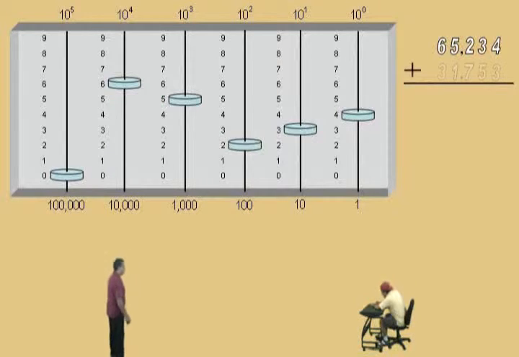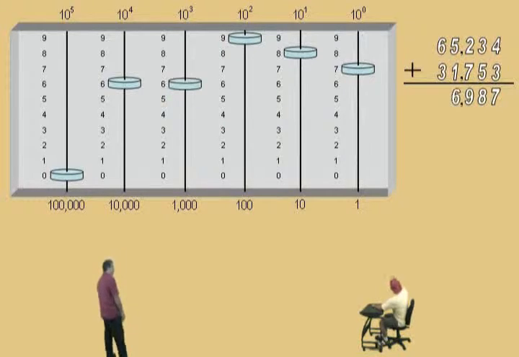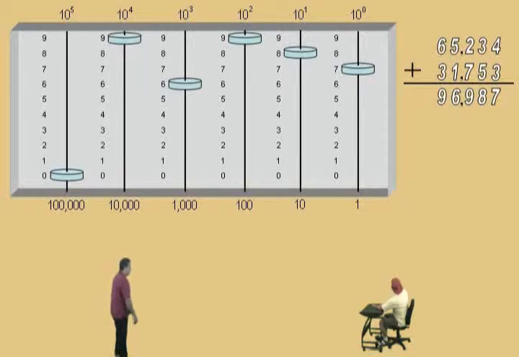And to this number, we're going to add 31,753, Charlie. Okay, remember, no carrying over here. It's just basic addition for warm-up. Here we go. 4 and 3 is 7. 3 and 5, 8. 2 and 7, 9. 5 and 1, 6. 6 and 3, 9.